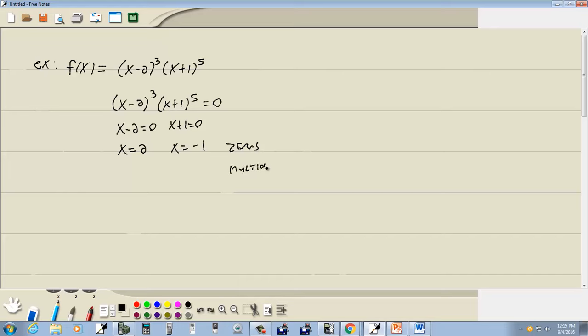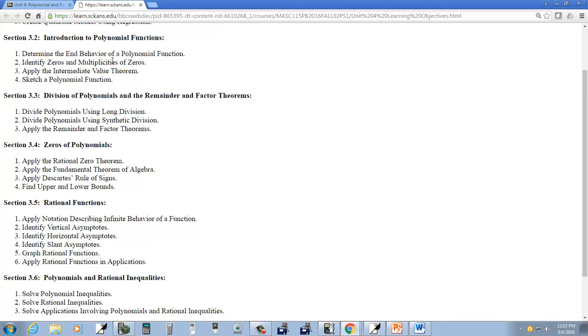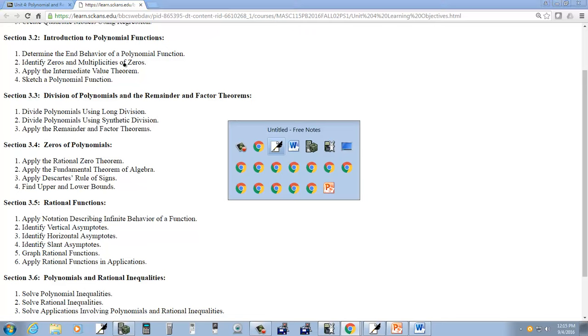Now, multiplicity refers to how many of them you have. And it's always based upon the power you have up here. So for the x minus 2, we have a power of 3, so it'd have a multiplicity of 3. For the negative 1, which came from x plus 1, it has a power of 5, so it'd have a multiplicity of 5. And those would be our zeros and our multiplicities for that problem. And that's what we're referring to here. Identify zeros and multiplicities of zeros.